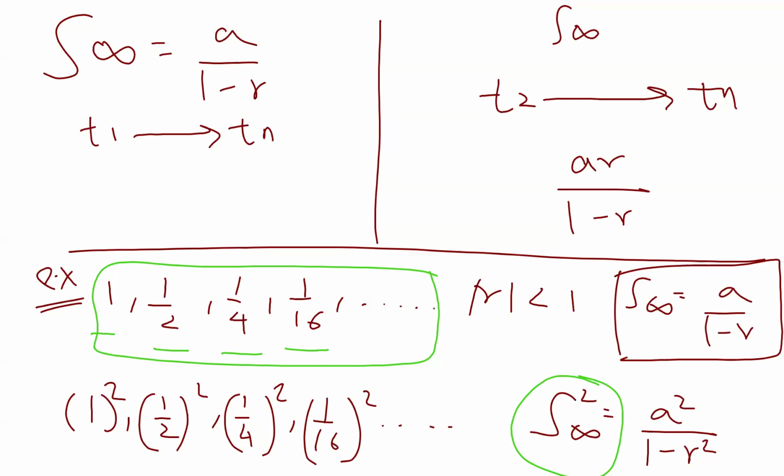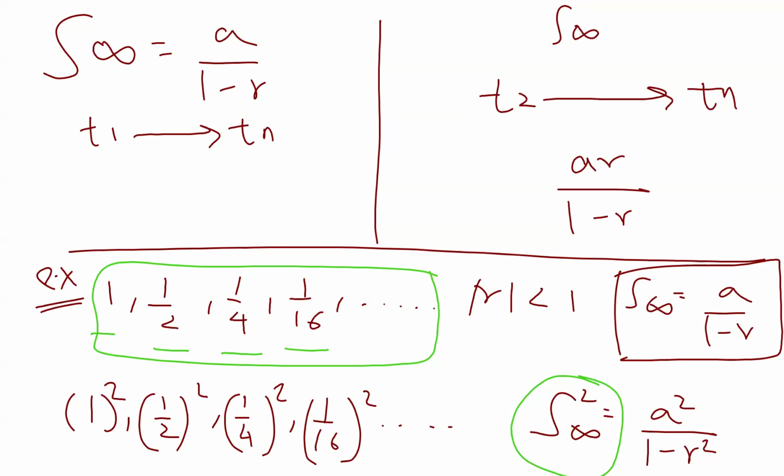Did you understand this? It is only 1 minus R square, not whole square. Okay, it's a proved formula.